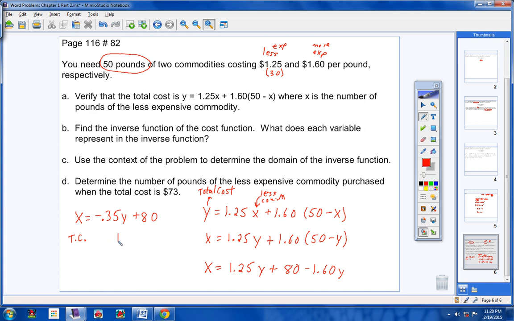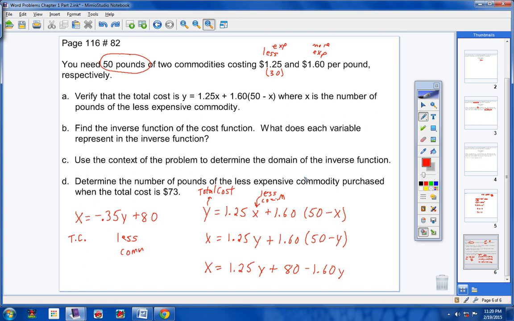Y is your lesser commodity, or the pounds of your lesser commodity. Okay, so there we go. Now, use the context of the problem to determine the domain of the inverse function.